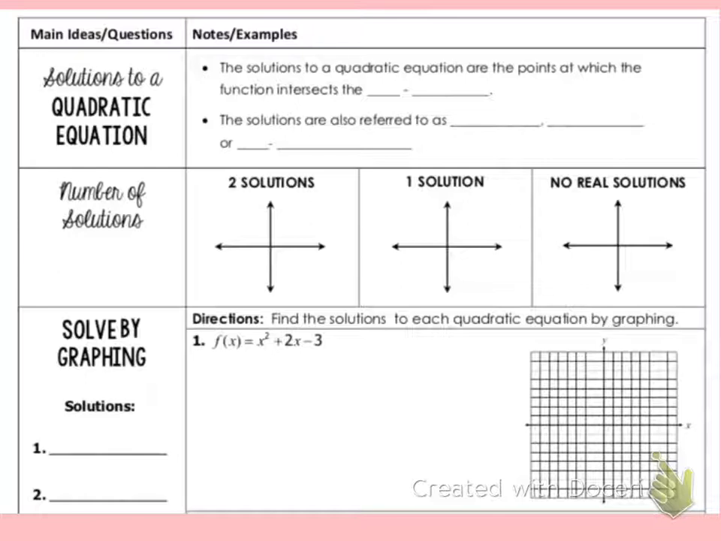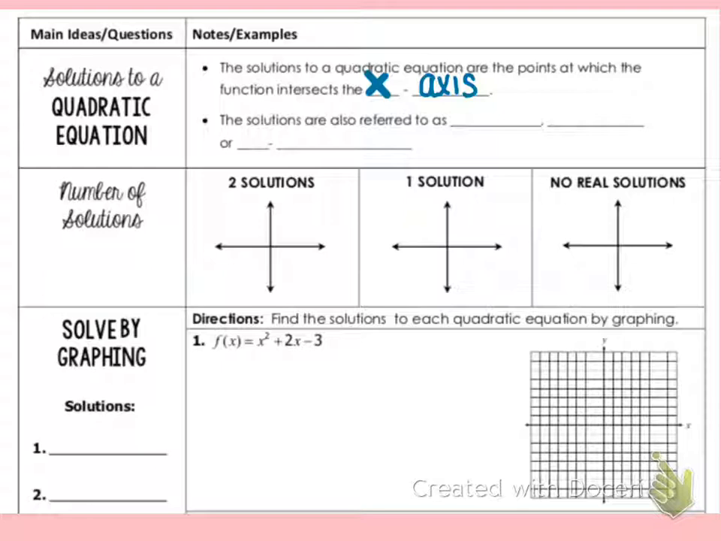So, solutions to a quadratic equation. The solutions to a quadratic equation are the points at which the function intersects the x-axis. So if you were looking at the graph, you would look to see where the curve, the parabola, crosses the x-axis, and that would represent a solution to the quadratic equation that's related to that function that we graphed.